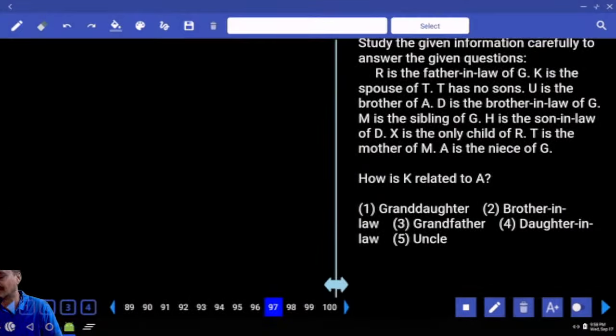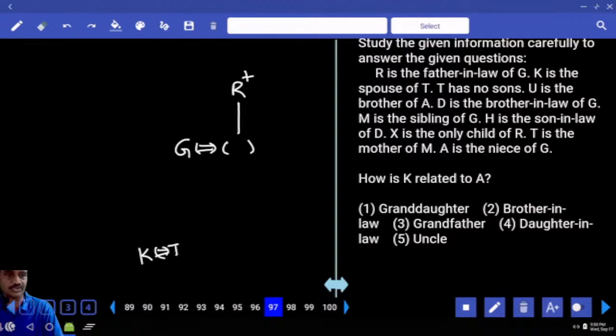R is the father-in-law of G. Who is this R? Father-in-law of G. That is G, G's spouse, and the spouse's father. Who is that one? R. R is the father-in-law of G. K is the spouse of T. K and T are married to each other. And T has no sons. T has no sons means, if at all children were there, those persons must be daughters.